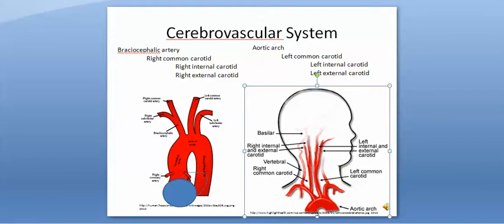Okay, so here's another picture of that. Here is our aortic arch. Here's the brachiocephalic artery. Here's the subclavian traveling underneath the clavicle, and then the common carotid. Oh, and then we have our vertebral, which isn't shown right there.